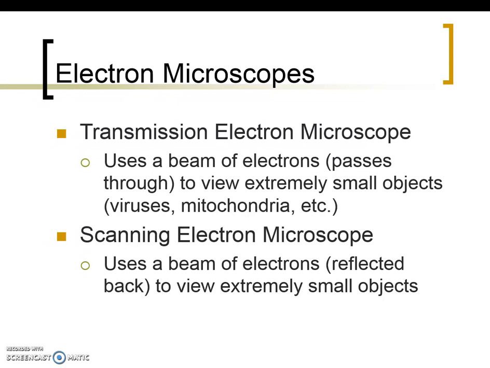And the picture in your book is on page 60. So that is comparing the transmission electron microscope to the scanning electron microscope. They're two different types of electron microscopes that allow you to see objects a little bit differently.